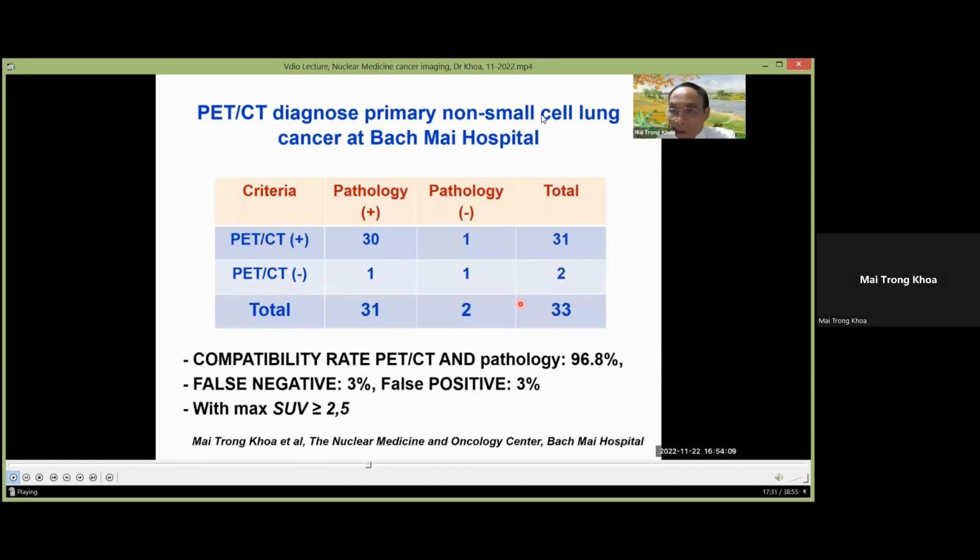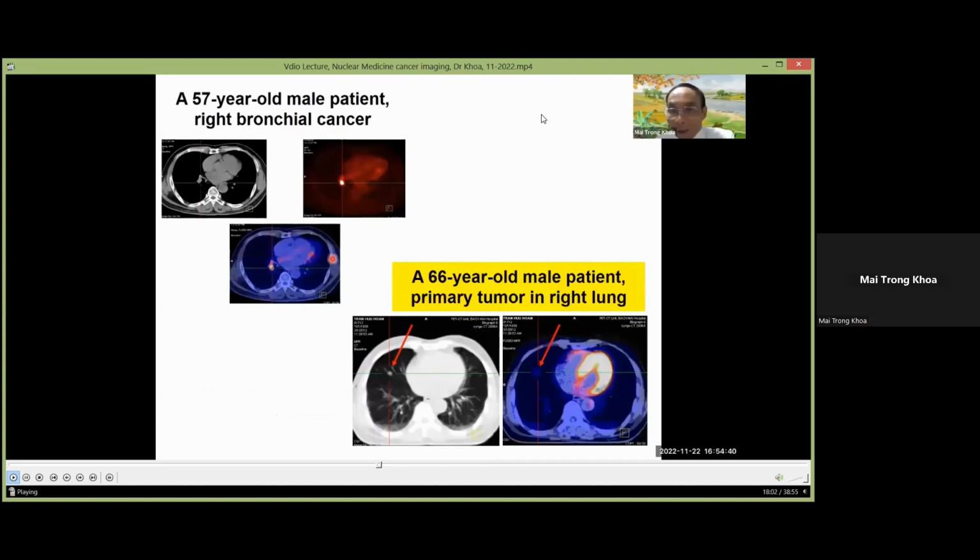And the results of our study show that PET has high diagnostic value in primary lung cancer, with a concordance rate between PET and histopathology reaching about 97% and very low false positive and negative rates. You can see here. And you can easily detect a small primary tumor in a patient with lung cancer on PET-CT. You can see here.